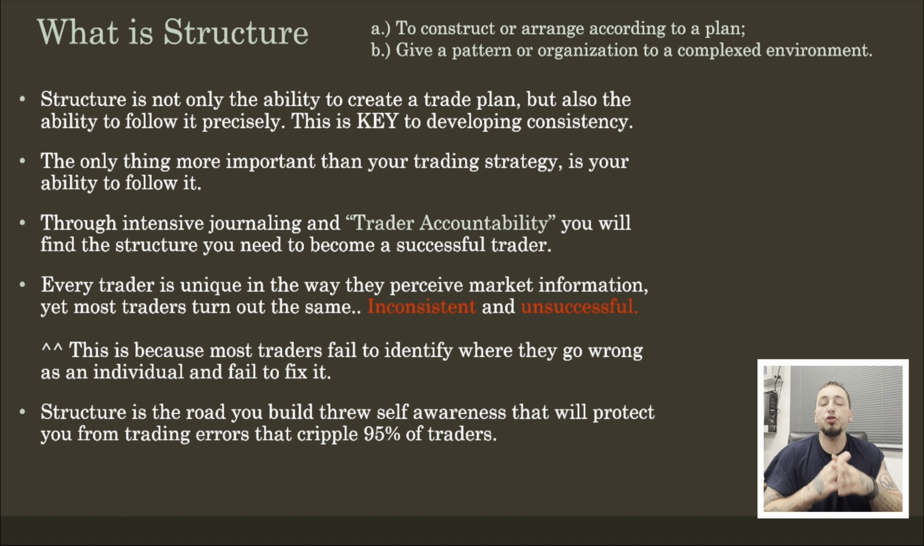It's because most traders fail to identify where they went wrong as an individual and fix it, right? Structure is the road you build through self-awareness that will protect you from trading errors that cripple every other trader. So if every trader is unique, how is it they all turn out the same? It's because most people do not like taking accountability. Most people were born with very strict parents or a very structured environment that they didn't like. So when it comes to creating structure in an unstructured, complex environment, they don't want to do that.